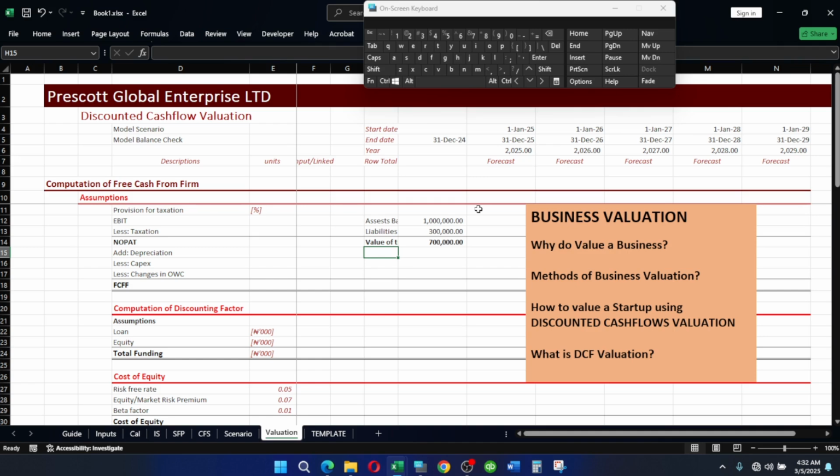Now the second method of valuation is the market-based valuation. The market-based valuation compares the company to similar businesses or similar companies that were recently sold in the same industry, right? And that's the market-based valuation. So what it means is that we are comparing the company with another. We look at how much similar companies or similar businesses in the industry are worth.